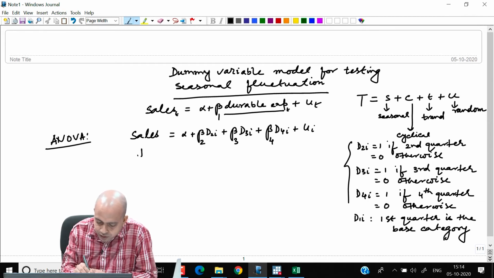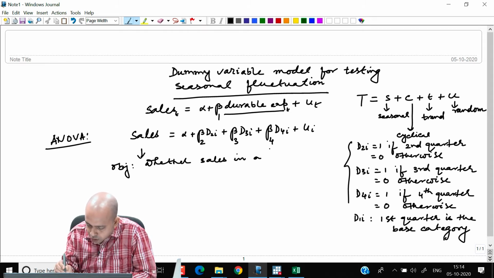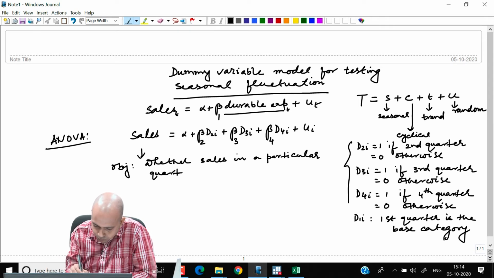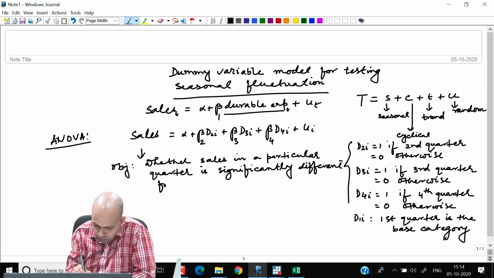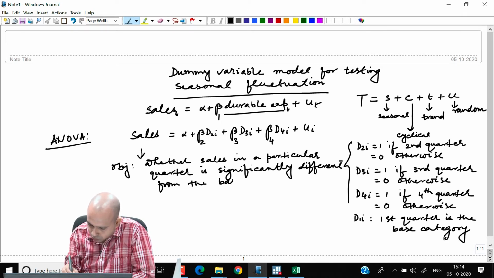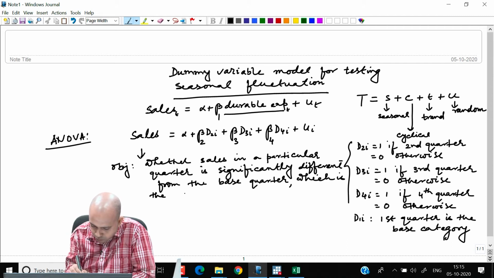So what does this model tell you? This model's objective is to see whether sales in a particular quarter is significantly different from the base quarter, which is the first quarter here.